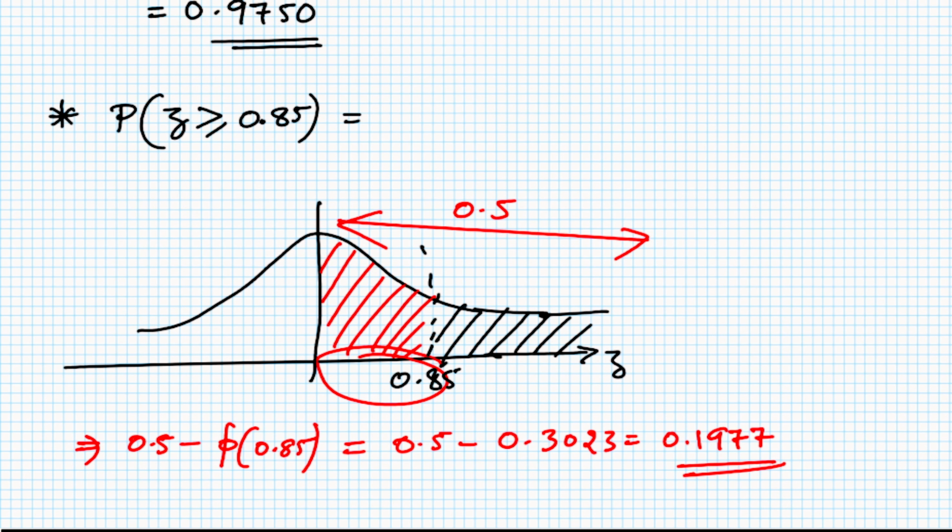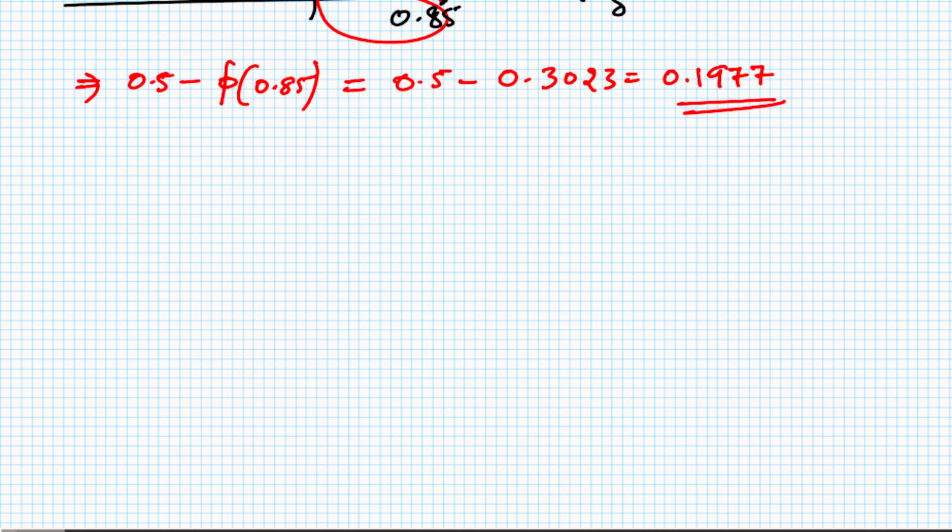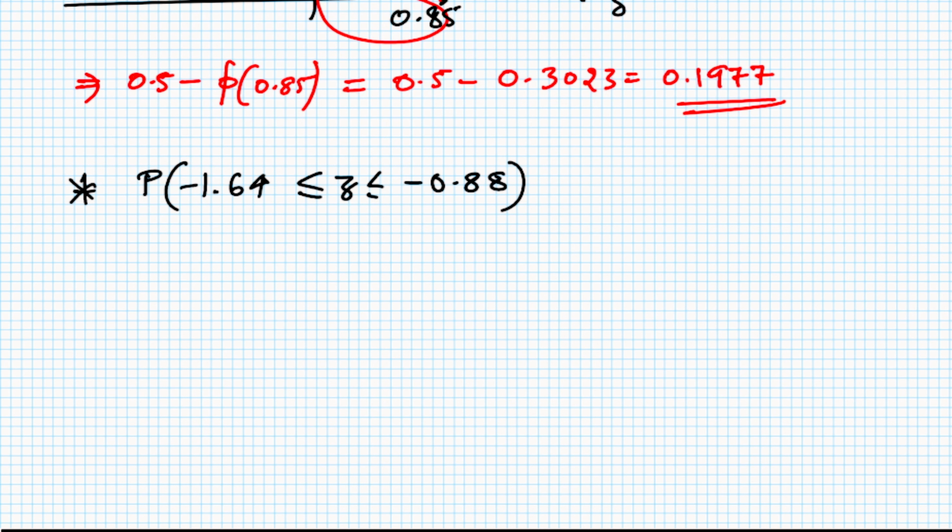Anybody, any doubt with this? Please feel free to ask. Meanwhile, I'll write the next question so that others can start solving. Manish, I'll come back, just give me 1 second. The next question: probability of minus 1.64 less than or equal to z less than or equal to minus 0.88. Everyone, please start solving, and then I'll move to answer Manish's question.